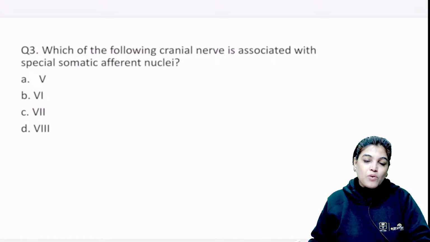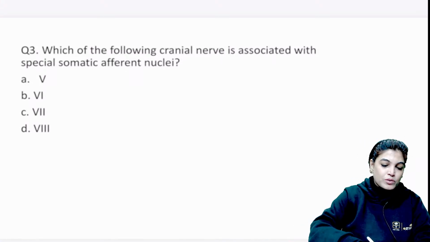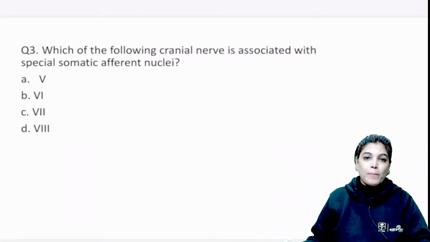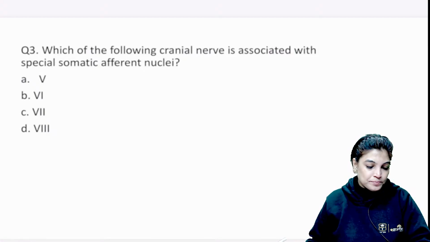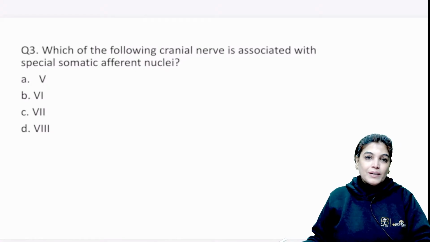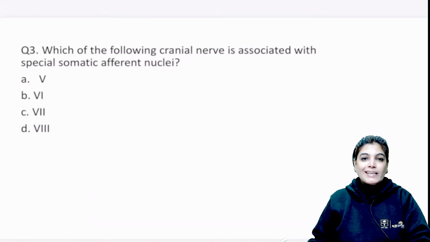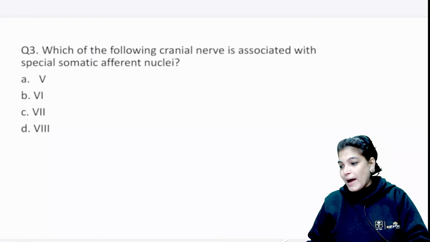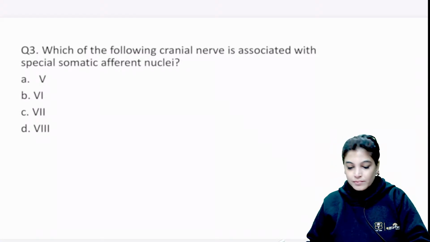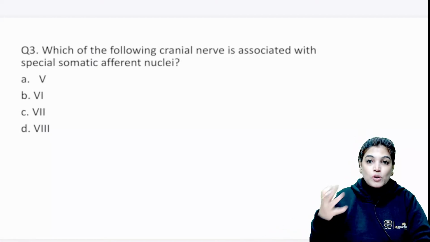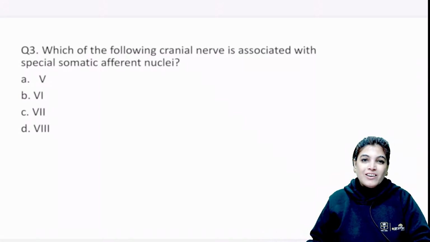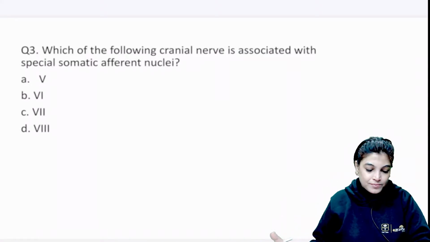Okay, my dear students, can we solve the third MCQ? Actually, this was a request of the students to solve previous year MCQs related to this topic. Which of the following cranial nerves is associated with special somatic afferent nuclei? 5th, 6th, 7th and 8th. Special somatic afferent. We are talking about special somatic, not special visceral or general visceral.